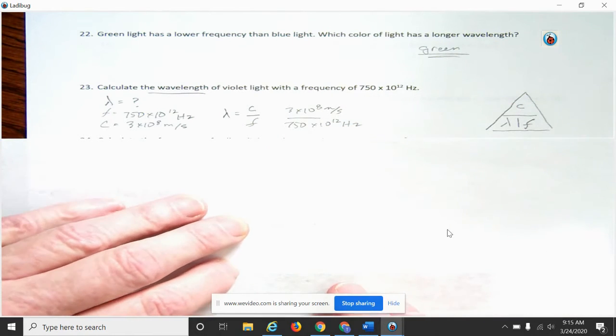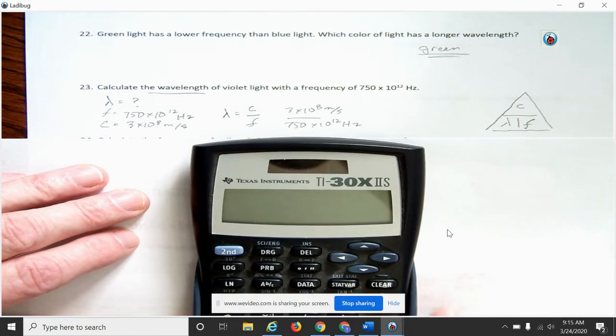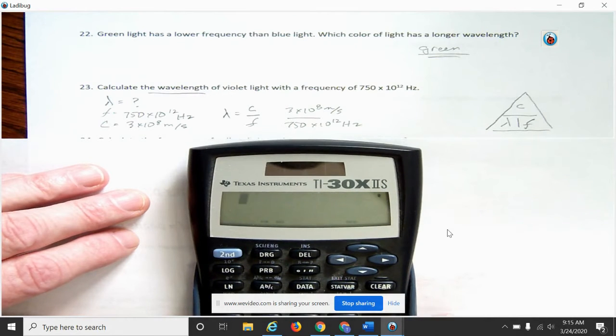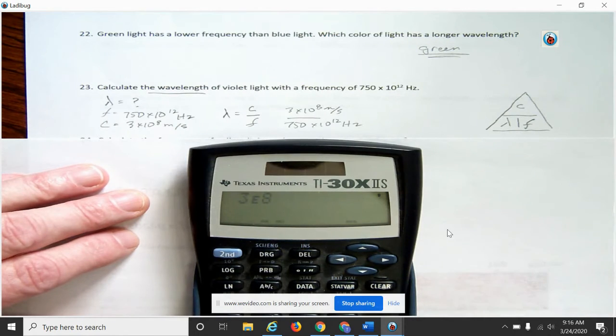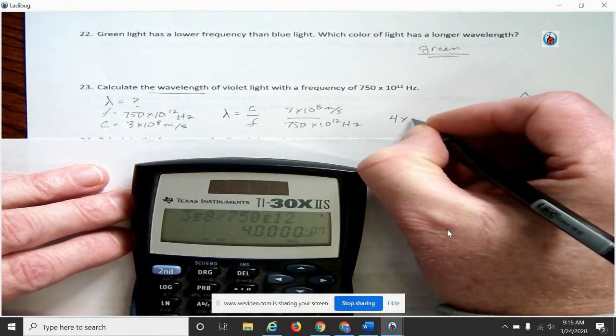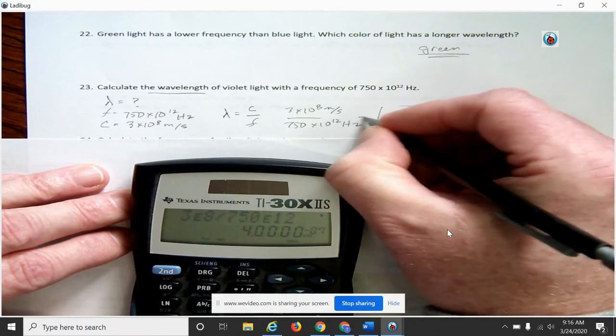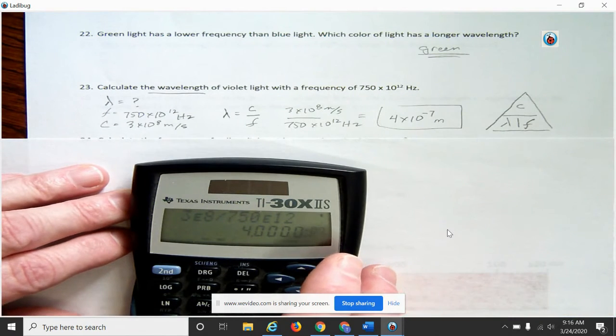Okay, so let me grab a calculator. I'll plug those numbers in. All right, hit the clear button. So 3, I have to use the EE button to get, wrong button, clear. 3 second EE, 8, that's speed of light, divided by 750 second EE 12 gives me the answer of 4. So in this case, I get 4 times 10 to the minus 7 meters. That's going to be my wavelength. Okay? Hopefully that's straightforward enough.